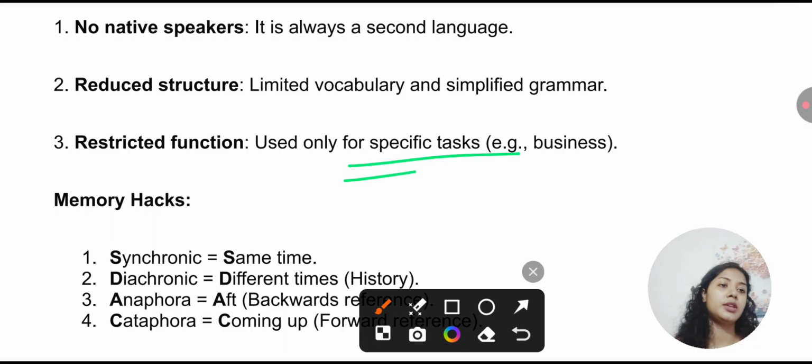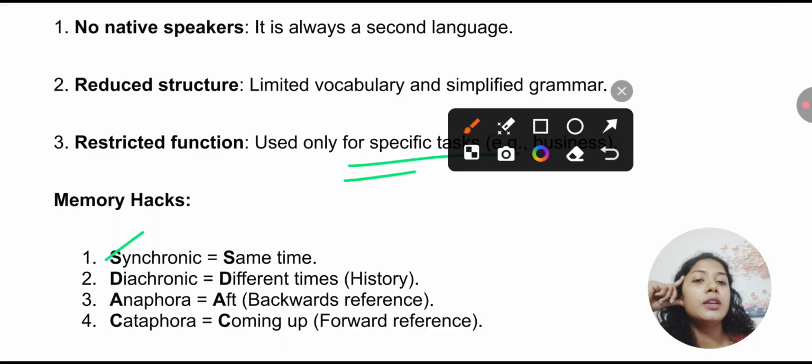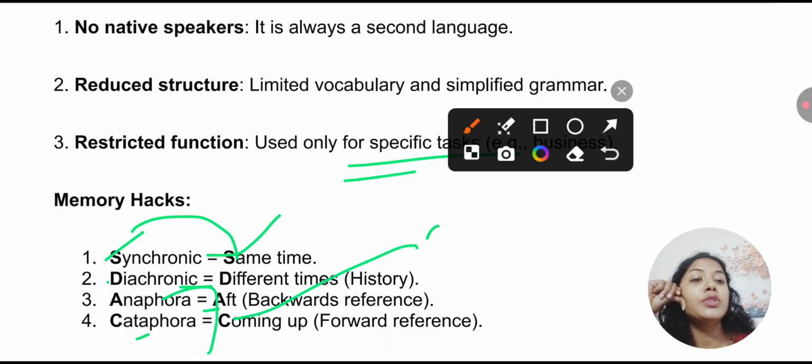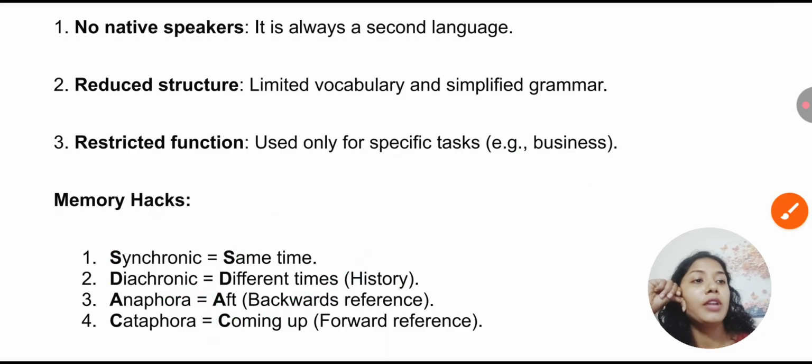Okay. Now you can learn synchronic as the same time, diachronic as different times or over the time history, anaphora, that means when you use it for backward reference, and cataphora, both we use for the contrast terms. Now let's move to the next.